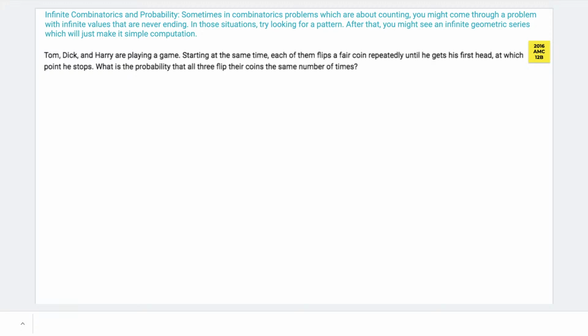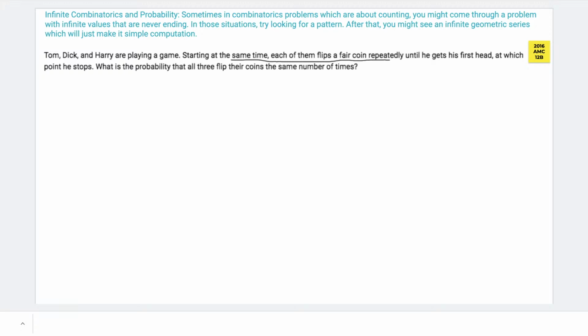In that case, you look for a pattern and then you apply the infinite geometric series sum, which we learned before. Okay, so in this case, the problem says Tom and his friends like Harry and everyone are playing a game starting at the same time, and each of them flips a fair coin repeatedly until he gets his first head, at which point he stops. Now we want to know the probability that all three flip their coins the same number of times to get heads.